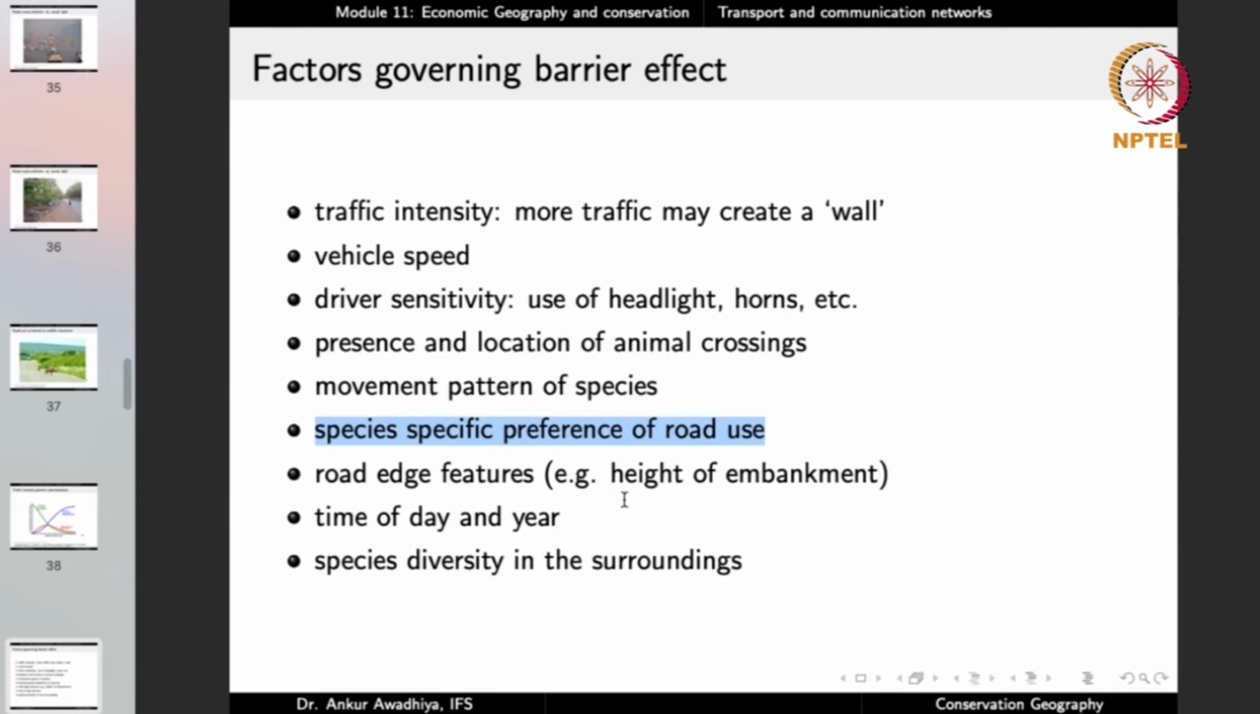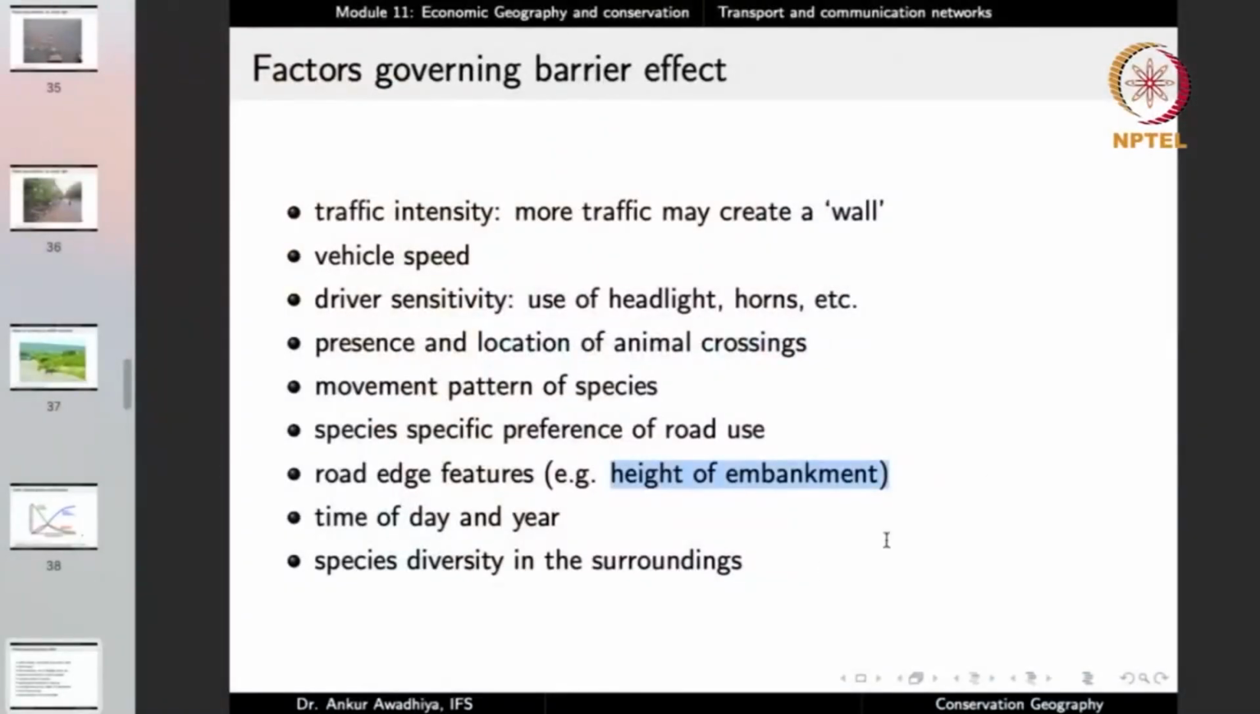It also depends on the road edge features such as the height of the embankment. In certain cases, we find that the embankments on the sides of the road are so high that they just do not permit animals to cross. So that would enhance or accentuate the barrier effect of the roads. It also depends on the time of the day and the year, and it also depends on the species diversity in the surroundings.